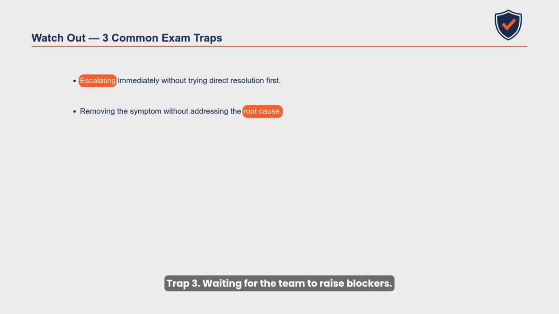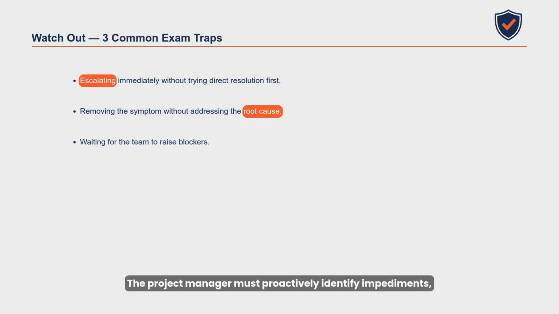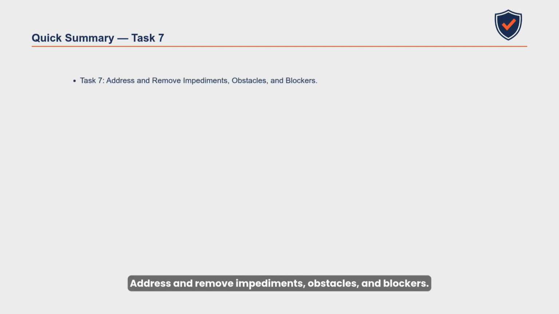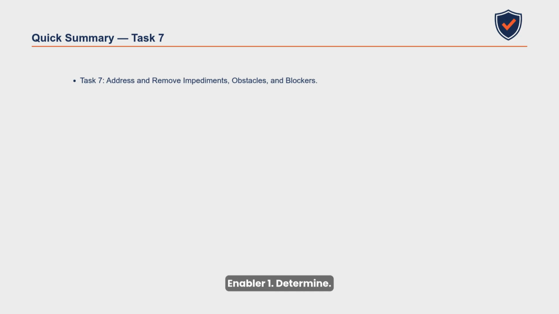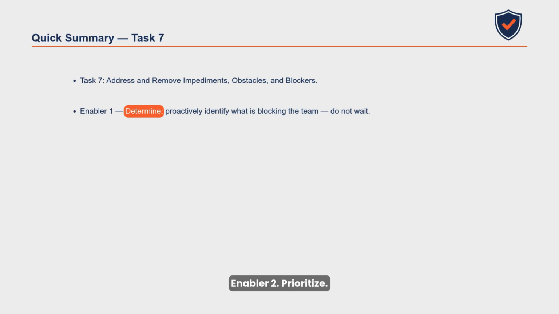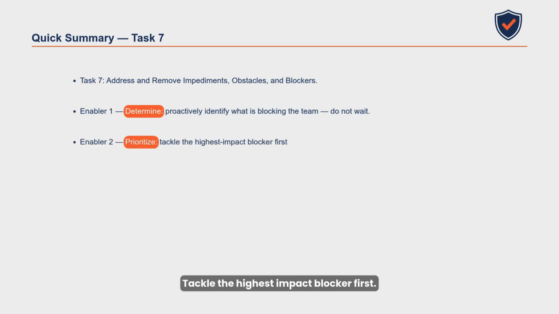Trap 3. Waiting for the team to raise blockers. The project manager must proactively identify impediments, not passively wait for the team to escalate. Let's recap Task 7. Address and remove impediments, obstacles, and blockers. Enabler 1. Determine. Proactively identify what is blocking the team. Do not wait. Enabler 2. Prioritize. Tackle the highest impact blocker first.